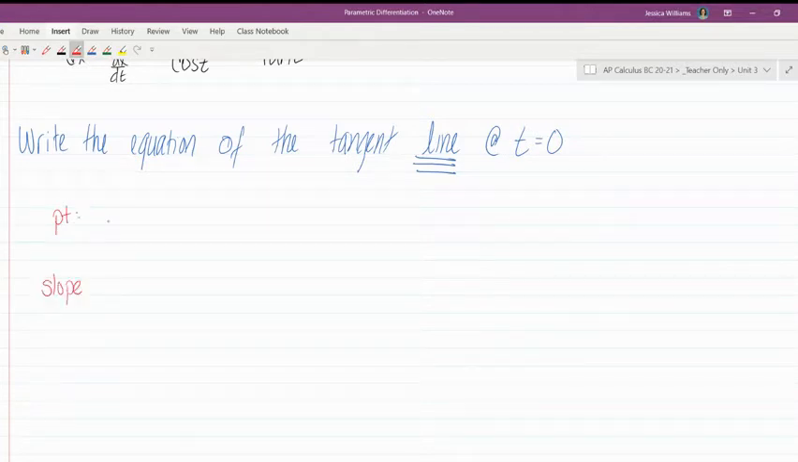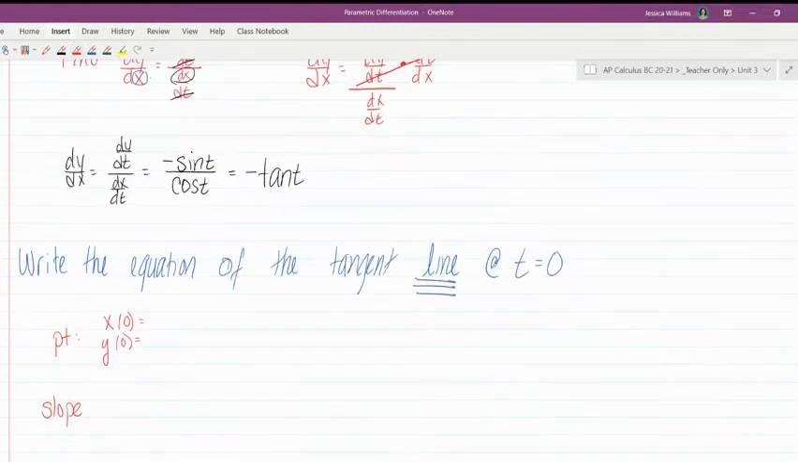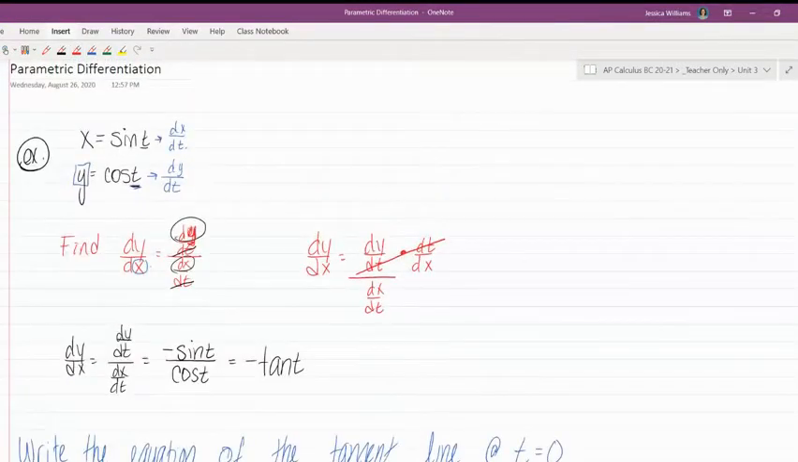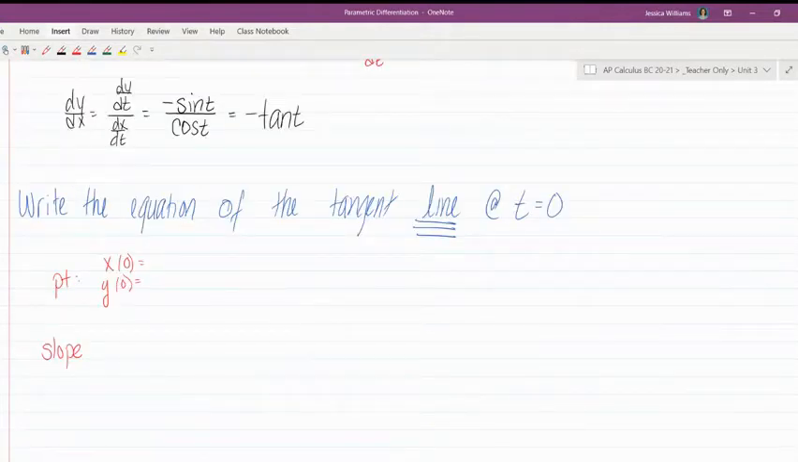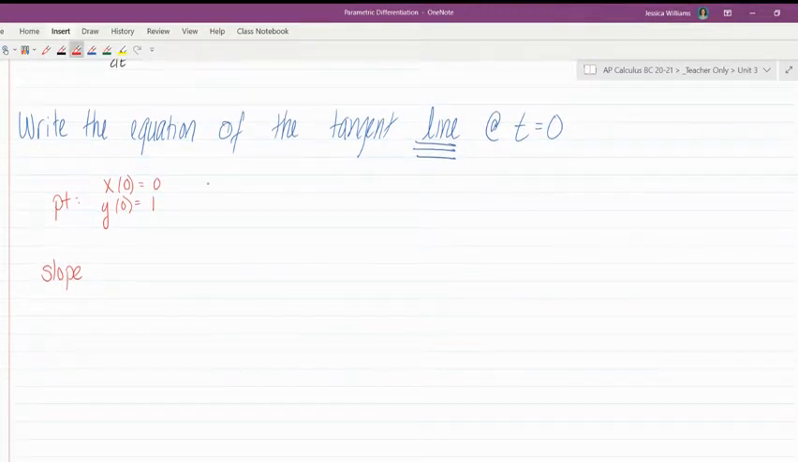So, okay, let's start with the point. I need an x and I need a y. And lucky for you, those were given in terms of t. So all I have to do is scroll up because I already can't remember. X is sine, y is cosine. So sine of 0 is 0, cosine of 0 is 1. There's my point. My xy coordinates are (0, 1).